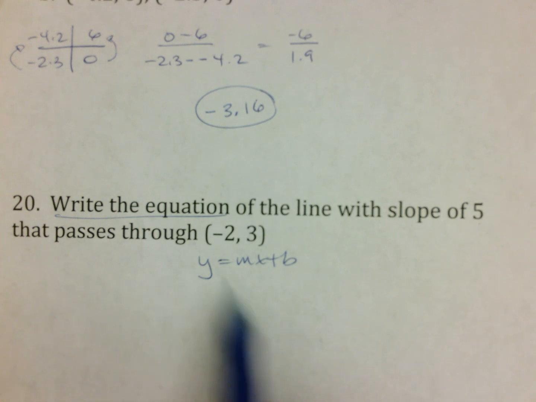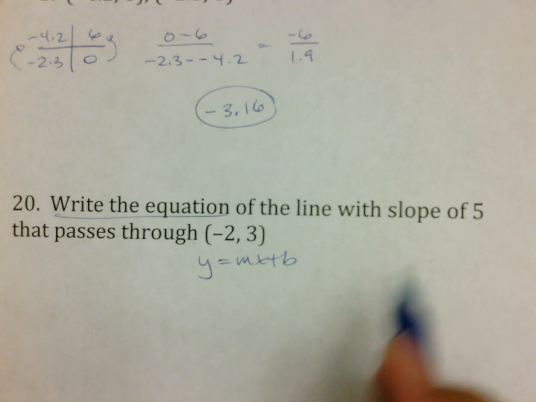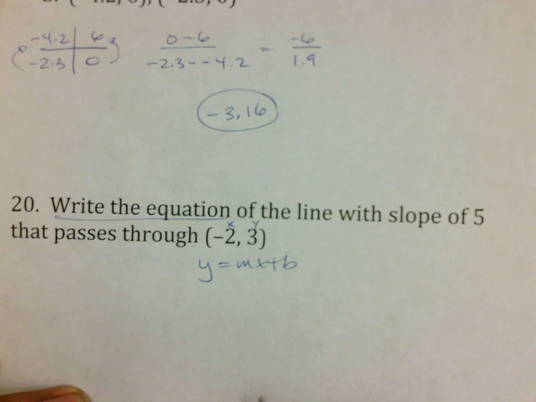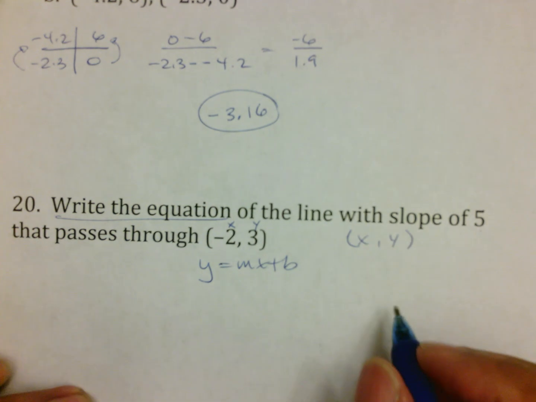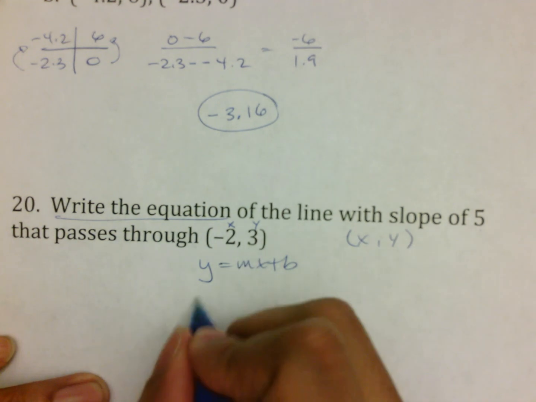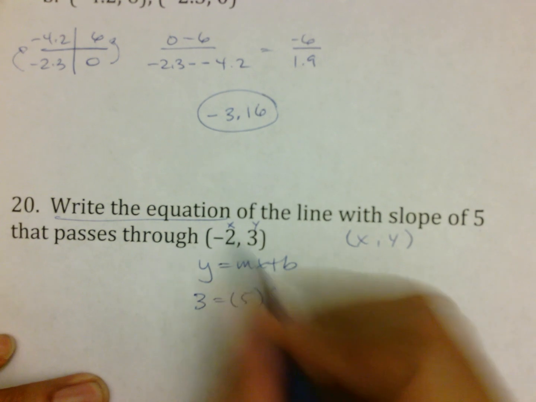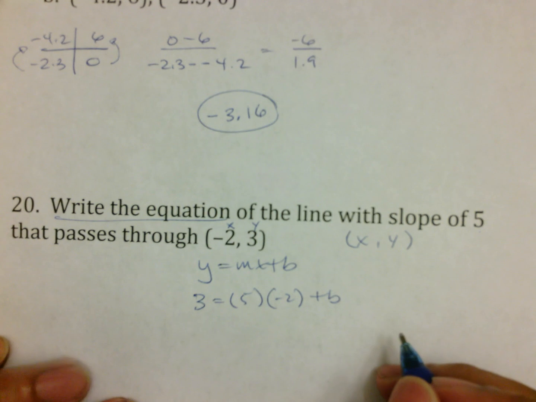It doesn't give me a starting point, it gives me a point, like an ordered pair, but it doesn't give me a starting point, which means that this is the one where I actually have to use this is x, and that is y, because if you remember, your ordered pair is always x first, y second. So our y number is 3, our m number is 5, our x number is negative 2, and this is what we're going to use to find b.